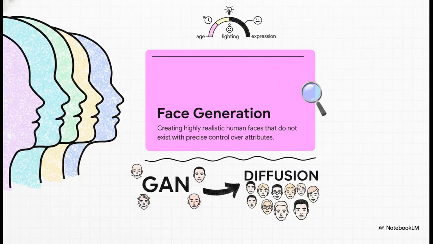Then, of course, we have face generation. Diffusion models can synthesize highly realistic human faces of people who literally do not exist. But what makes this application so incredibly powerful is the precise control it offers over attributes like age, lighting, and expression. Compared to older GAN models, diffusion produces remarkably high diversity with way fewer visual artifacts or weird distortions. This level of superior realism is rapidly changing workflows in entertainment, gaming, and the creation of virtual avatars.